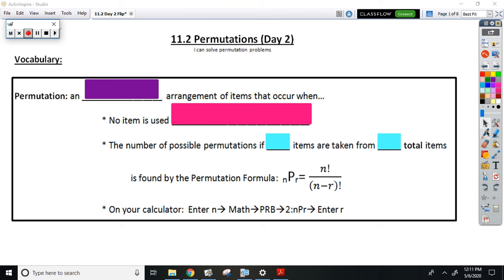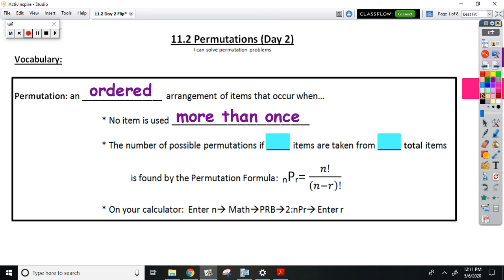All right, today we're going to continue looking at permutations. So just from yesterday, remember a permutation is an ordered arrangement of items that occur when no item is used more than once. And today we're going to actually be looking at a formula for permutations.